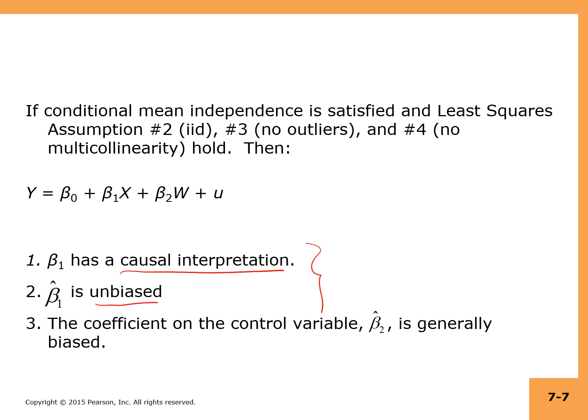We don't know if beta hat 2, the coefficient on the control variable, will be biased or not, but we really don't care about that because what we really care about is beta 1. And as long as beta 1 has a causal interpretation and is unbiased, we are satisfied.